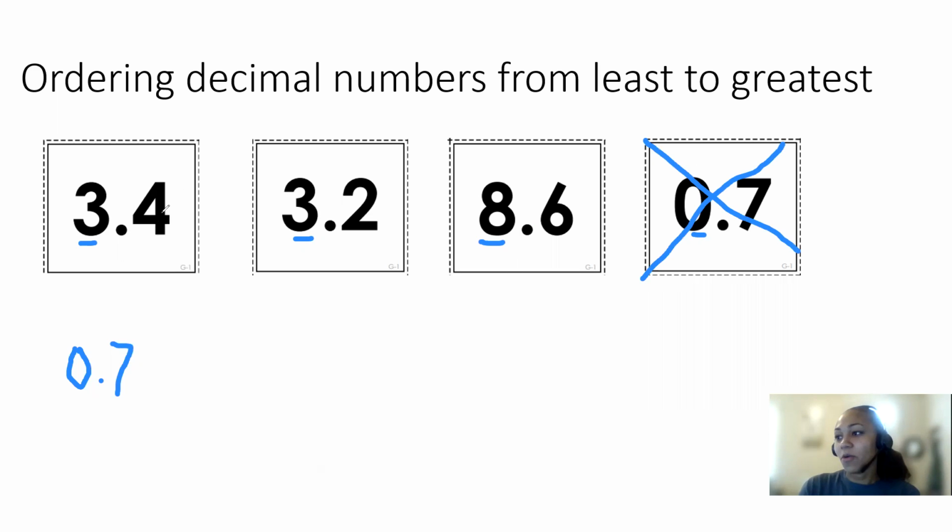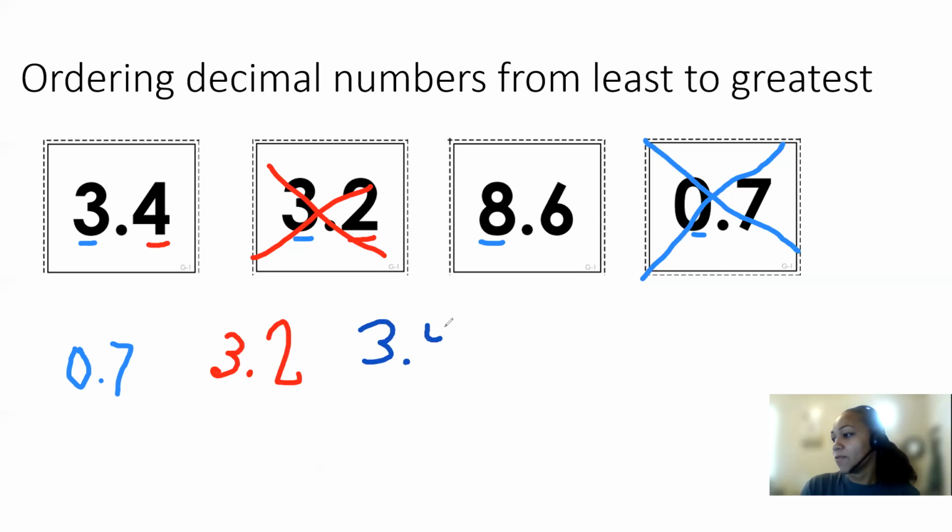So now we have to figure out which one of these decimal 3s are smaller. So we got 3.4 and 3.2. Well, 2 is smaller than 4. So we have 3.2 next. All righty. Next up, we have 3.4 and 8.6 left. Well, 3 is less than 8. So 3.4. And lastly, 8.6. That is how you order the decimals.